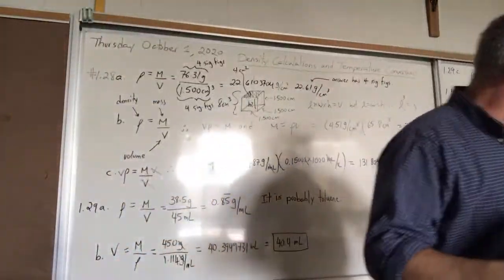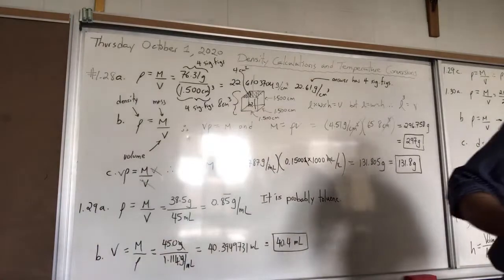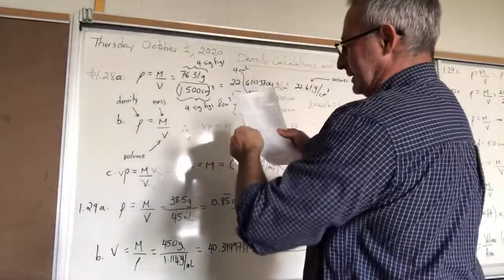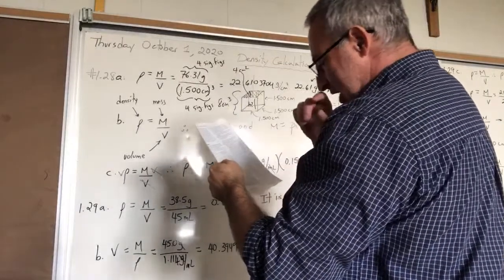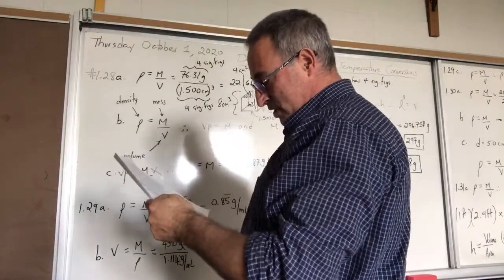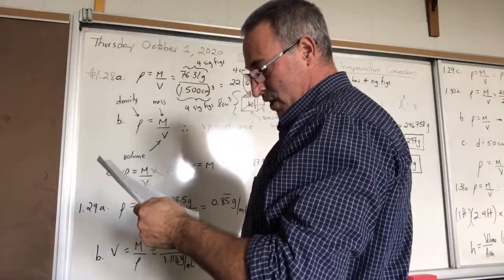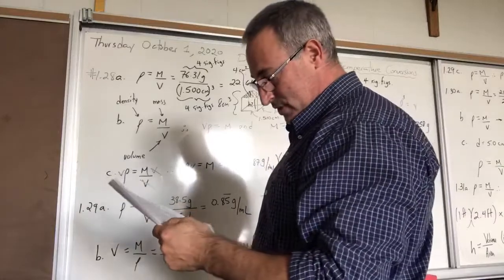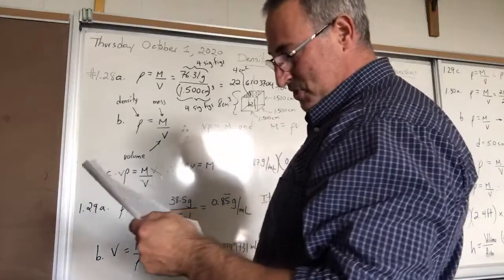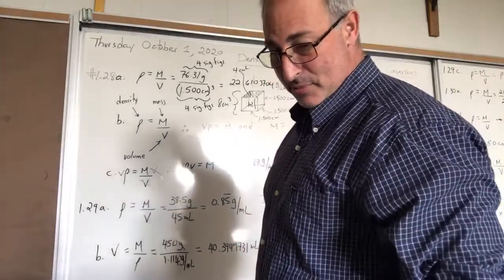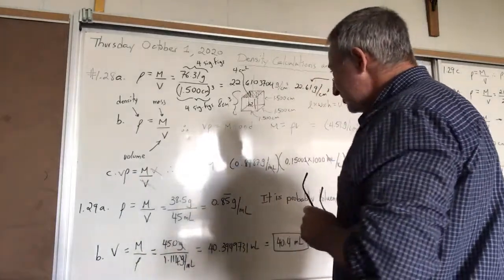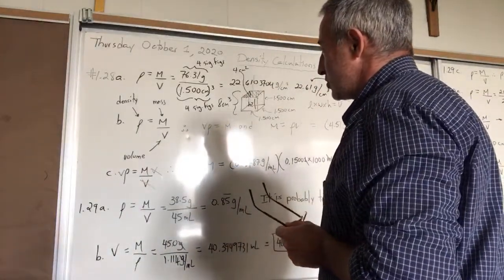128A. A cube of osmium metal, 1.5 centimeters on the side, has a mass of 76.31 grams at 25 degrees Celsius. What is its density in grams per centimeter cubed at this temperature? So, you're just going to use the density equation straight up.